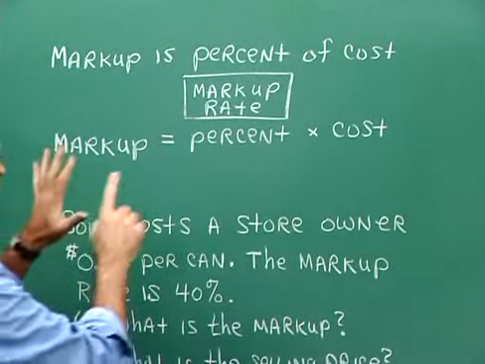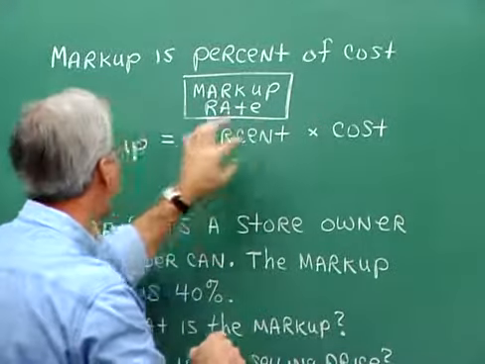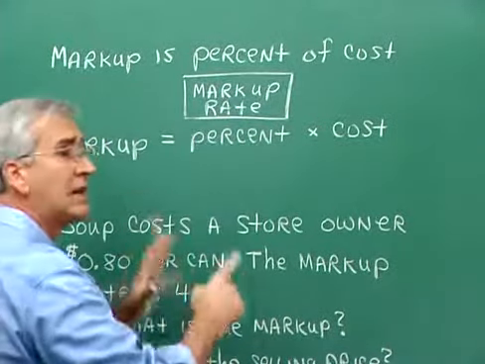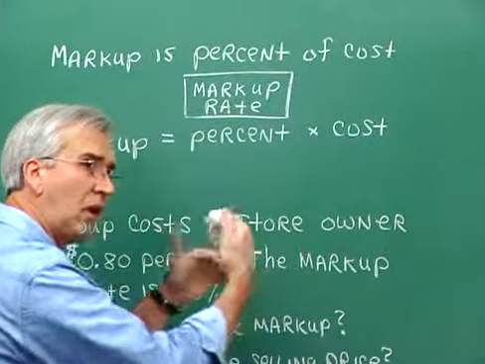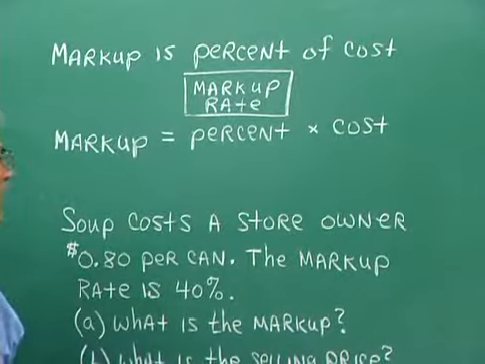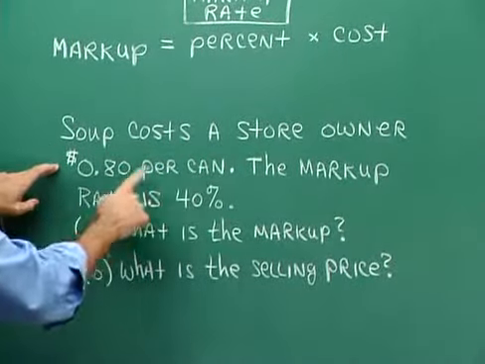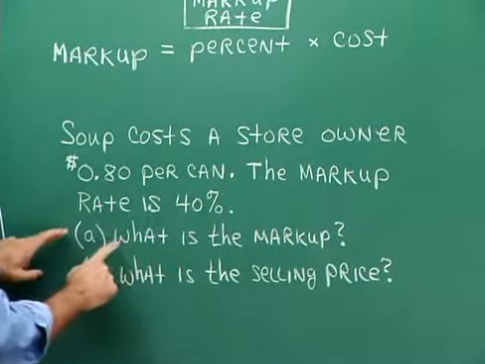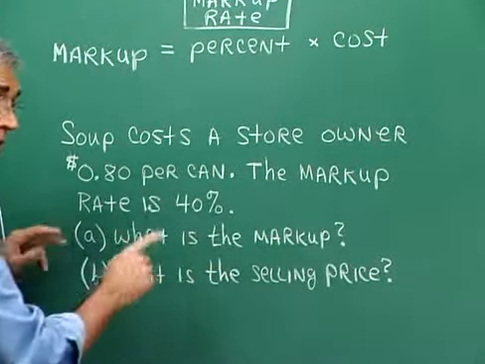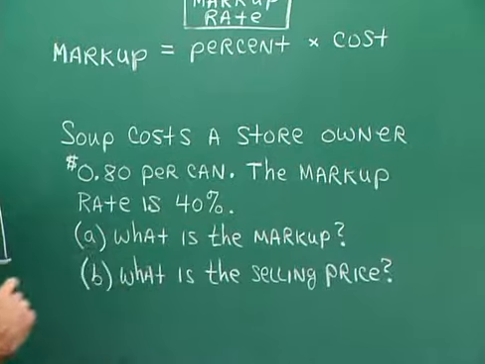Now, that allows us, if we have a markup rate, to calculate the amount of the markup and then calculate a selling price. So there are actually two stages to the calculation of a selling price. All right, let's go through a problem. Soup costs a store owner 80 cents per can. The markup rate is 40%. We want to first calculate the markup, the amount of the markup, and then we want to calculate the selling price. So what is the markup? What is the selling price?